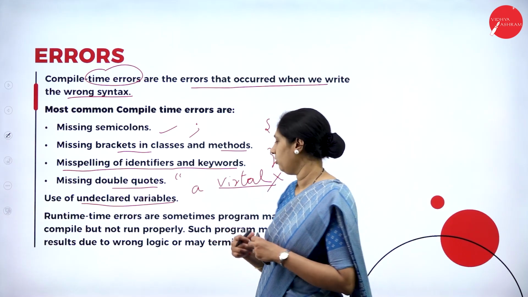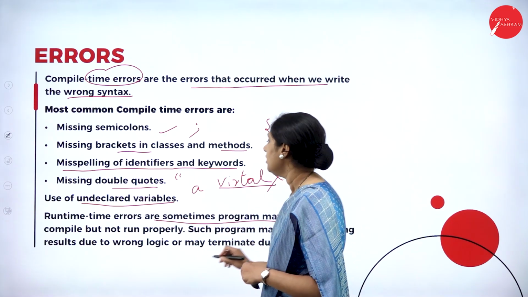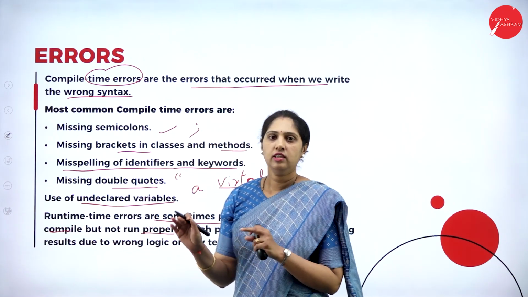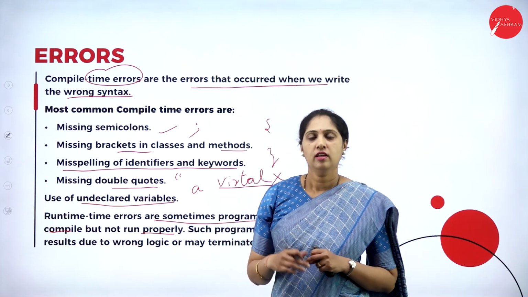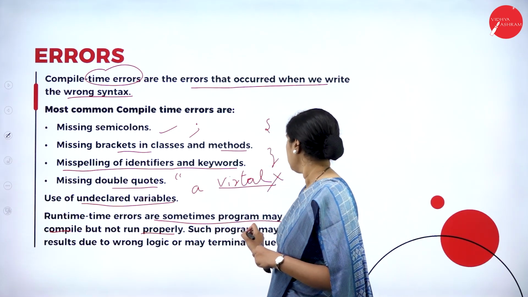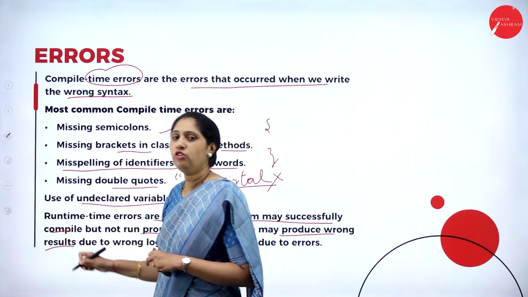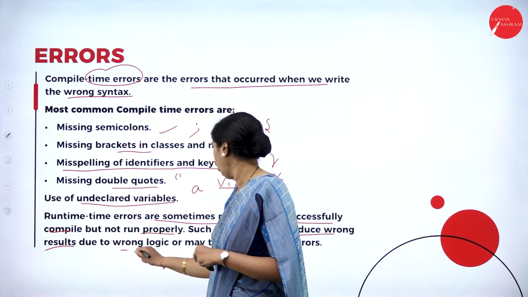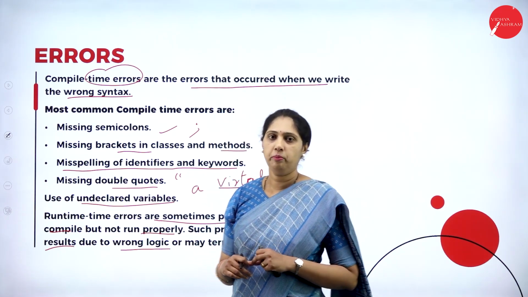And what are runtime errors? Sometimes a program may successfully compile but not run properly. So the syntax error is not there, but at runtime some logic mistakes are there. That is a runtime error. Such programs may produce wrong results, so you don't get the desired output. Why? Because of wrong logic, your coding is not done properly.